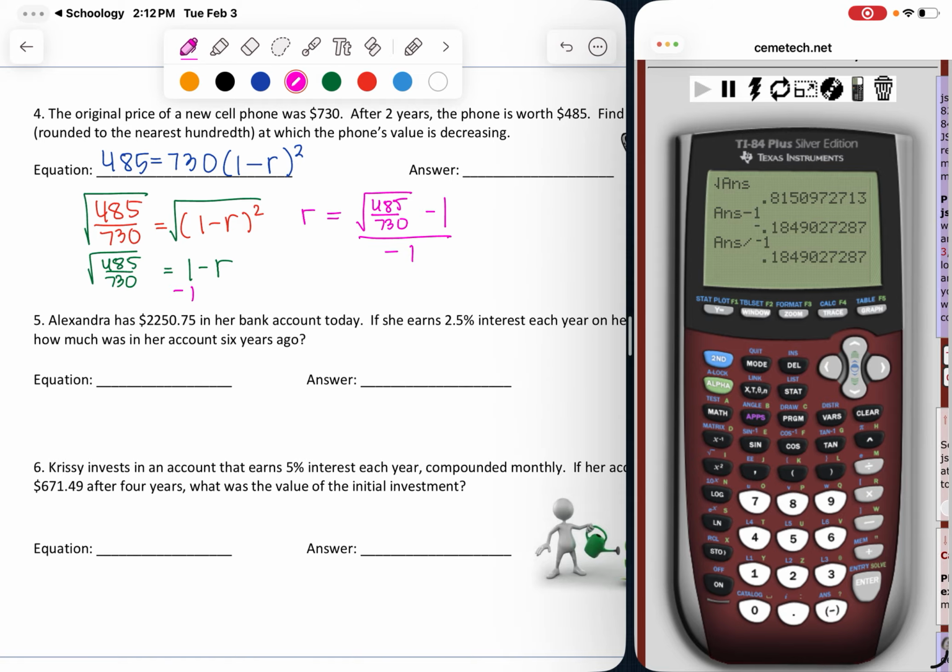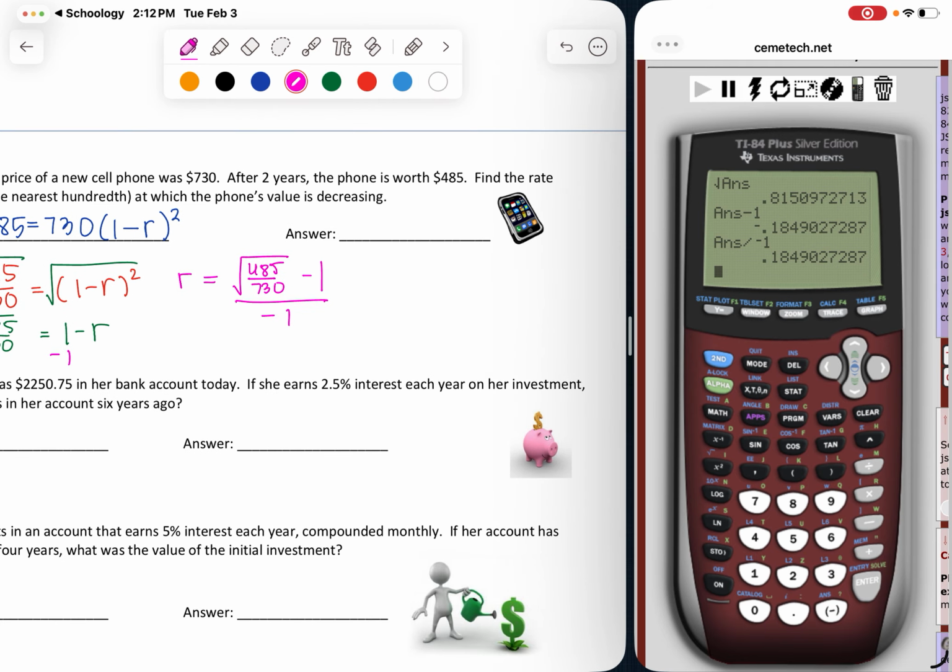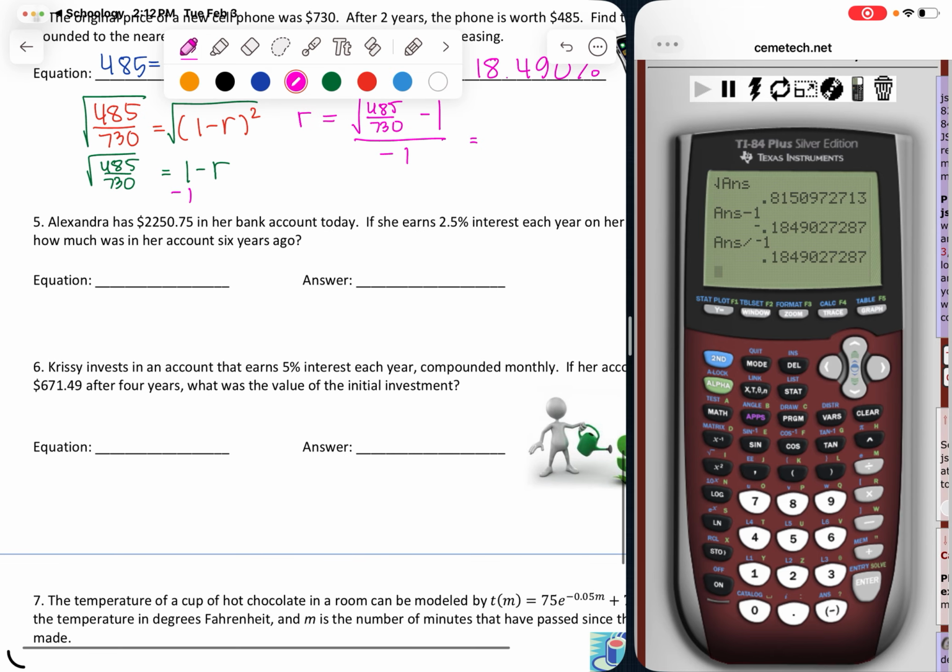I want to turn it into a decimal. Or sorry, it already is a decimal, but I want to turn it into a percentage. So I have moved the decimal over 2 places, that's 18, and then I want 3 decimals on my answer, so 490%. Oh, goodness. Okay.